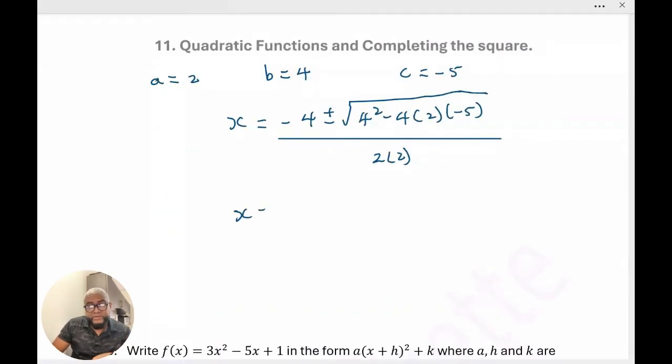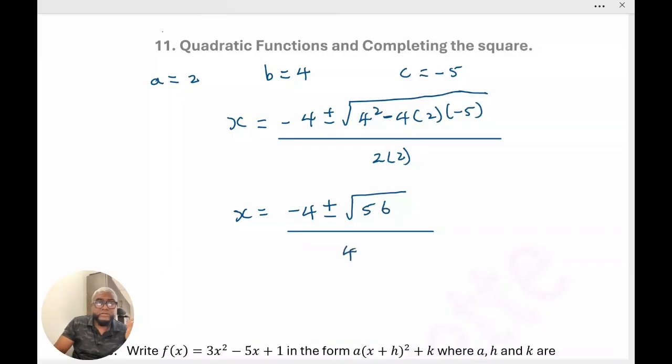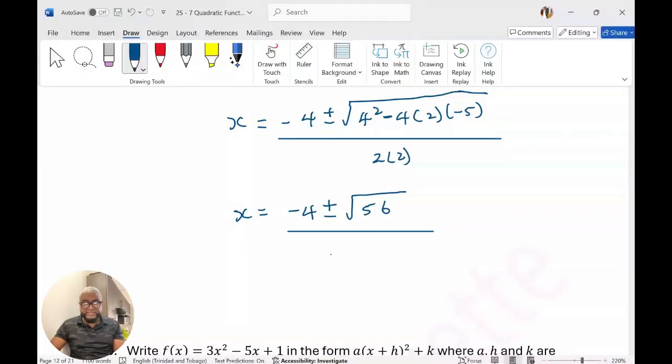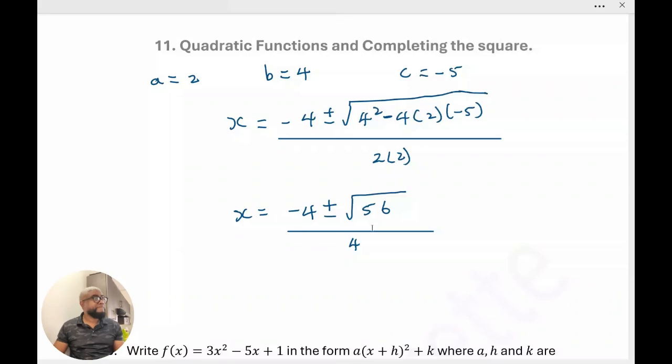So x is equal to -4 plus or minus the square root of what? Give me a answer when you work out what is underneath the square root there, please. Somebody give me 56, all over 4, right? 2 2s are 4. So that is 4 squared minus 4, open brackets 2, open bracket -5. Emery and Taylor got it.